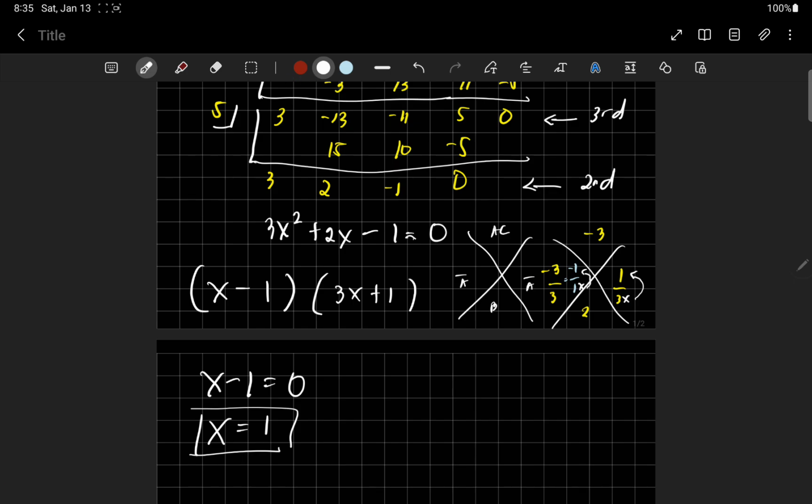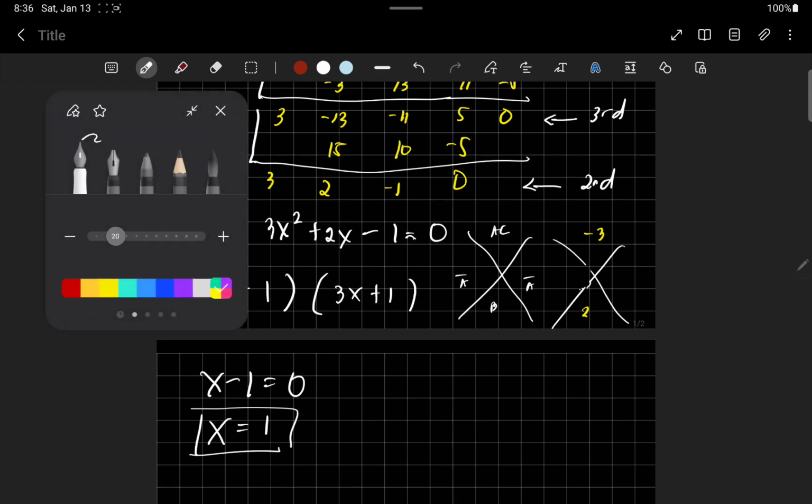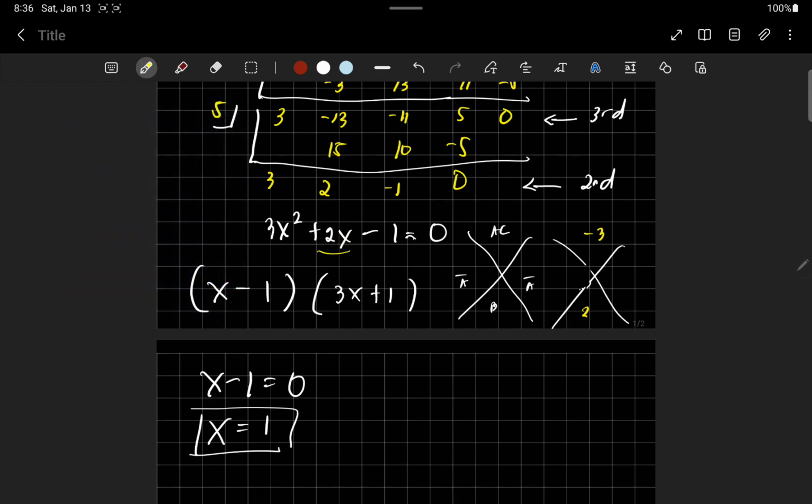Correction lang. With the factor, it should be 3 times negative 1 pala. Okay. Hindi negative 3. Since positive 2x pala to. So, that is positive 3 times negative 1. So, si 3 over 3, that is 1 over 1. Then, our factored form should be x plus 1 and 3x minus 1.